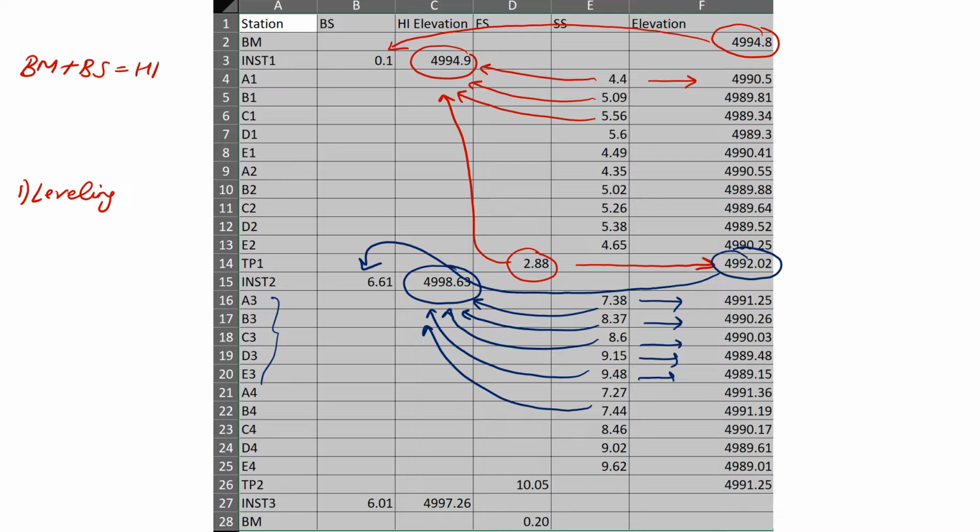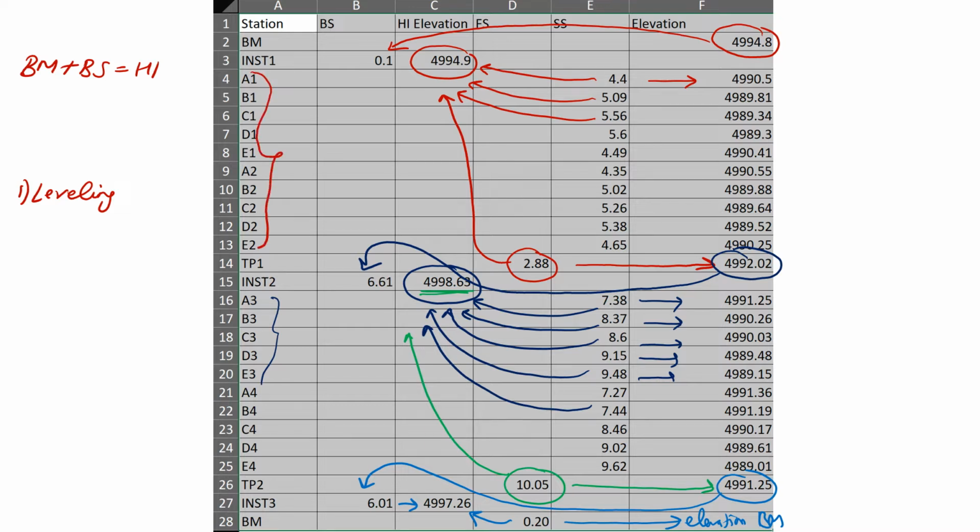Again, I see that most people get confused here, but there's no need to be. Just subtract this from the height of instrument and you'll get the elevation for TP2. After you do that, add the elevation of TP2 to the backside and you get the new height of instrument. Then you subtract this foresight, and finally you get the elevation for the benchmark. So this is how you solve the table. The main goal here is to find the elevations of all of these points that are on the grid.